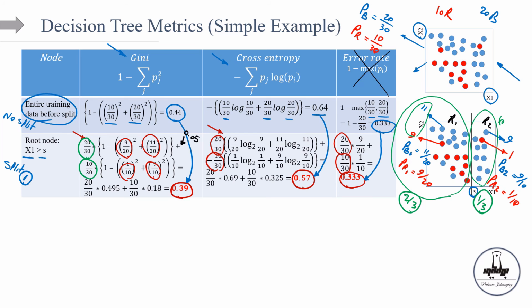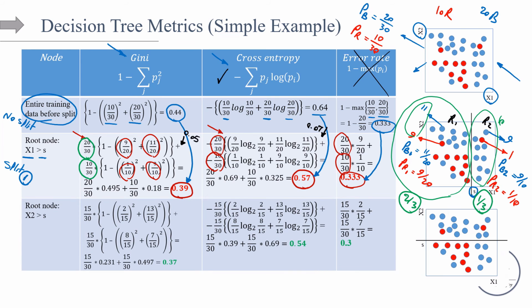For the cross entropy, we go from 0.64 to 0.57, so there is a 0.07 decrease. Okay, so which one is more sensitive? The cross entropy is more sensitive, right? Now let's look at another split.